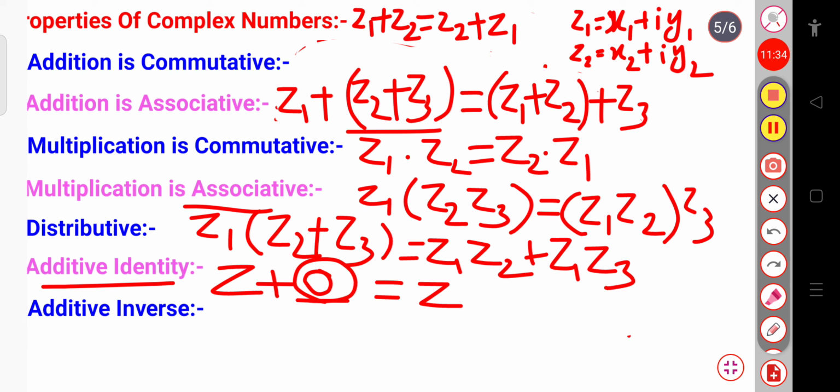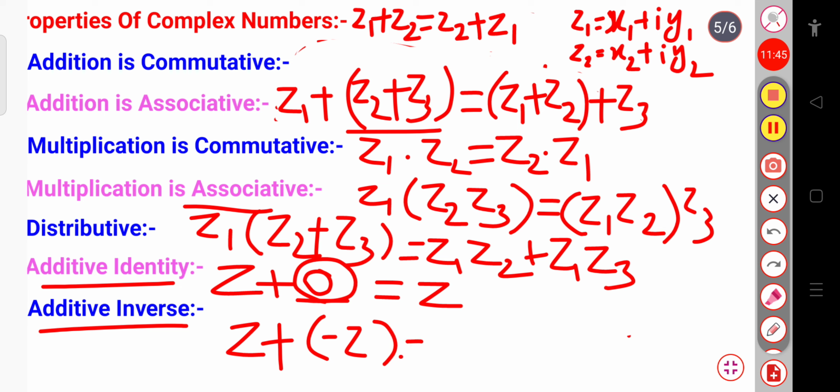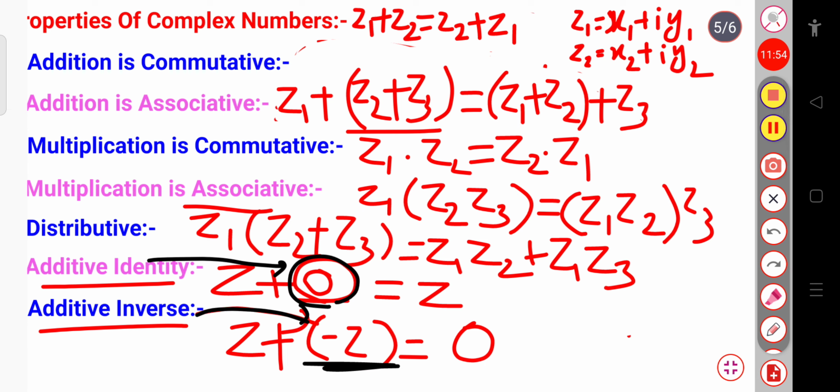Here we can also write what the additive inverse is. Additive inverse means if we add minus z to z, then we get 0. So here the additive inverse is minus z. Here I am just highlighting this: the additive inverse is minus z and the additive identity is 0.